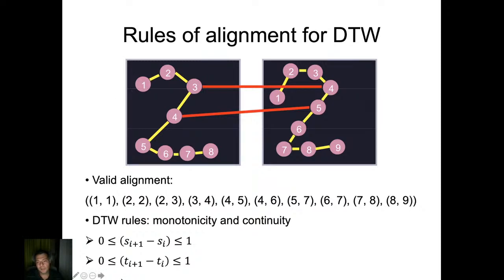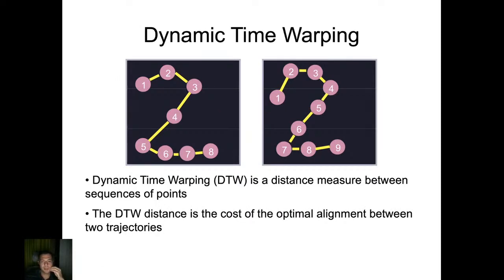monotonicity and continuity, we have these rules. So it means that the consecutive pair can have a difference between corresponding components of 0 or 1. Okay, so yeah, these are the constraints. So in the end, this alignment procedure gives us a distance measure. It is demonstrated that it produces a distance measure. And the distance is actually computed using the cost of the optimal alignment between the two trajectories.